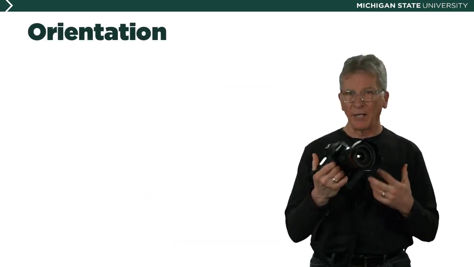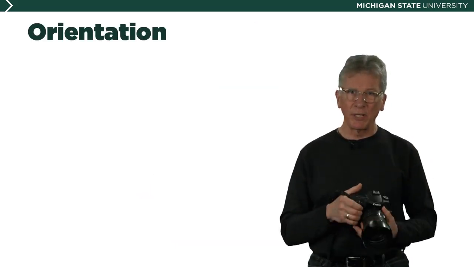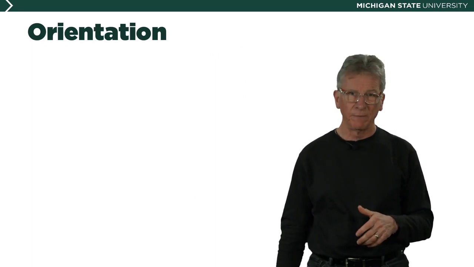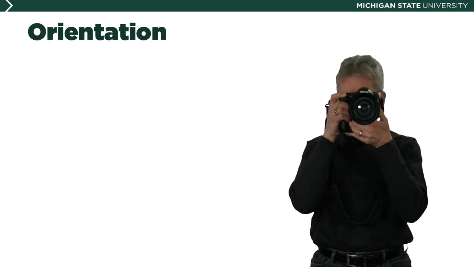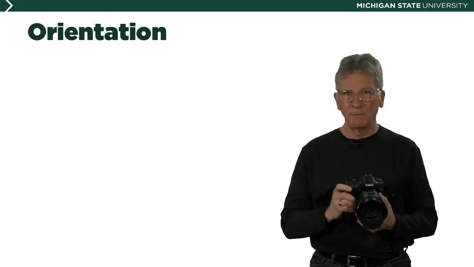Well, let me think about that for a second. Orientation means orienting yourself in relationship to your camera and your camera in relationship to the thing that you're photographing. And that orientation can be something that is very natural to you. That means just simply picking the camera up and holding it like this, and bingo, there's your picture.